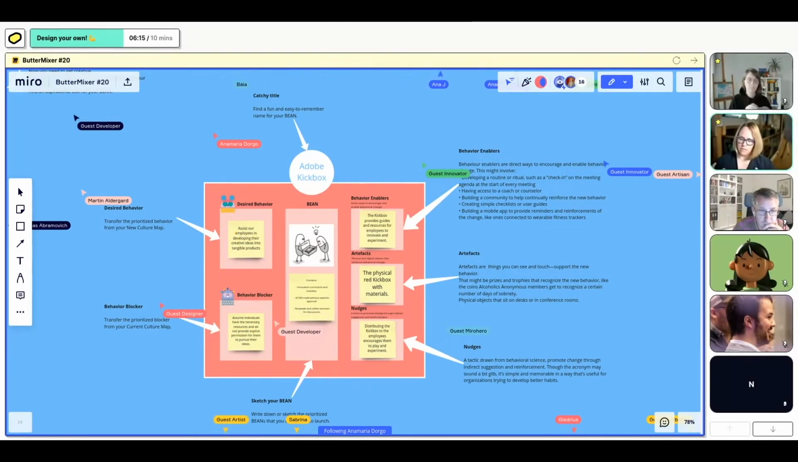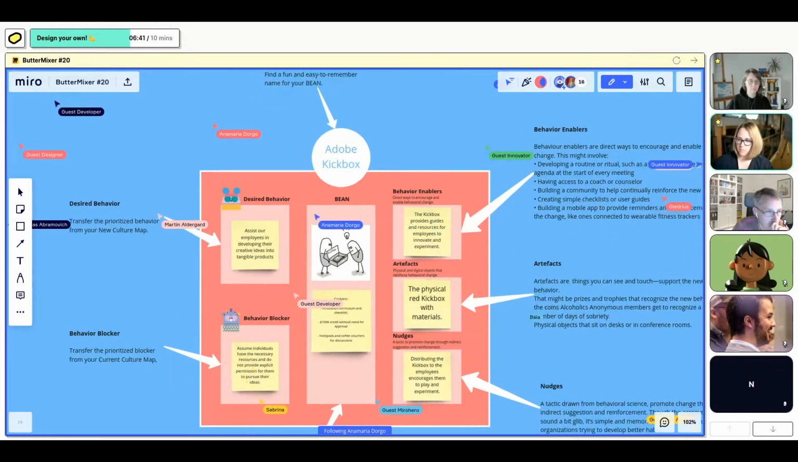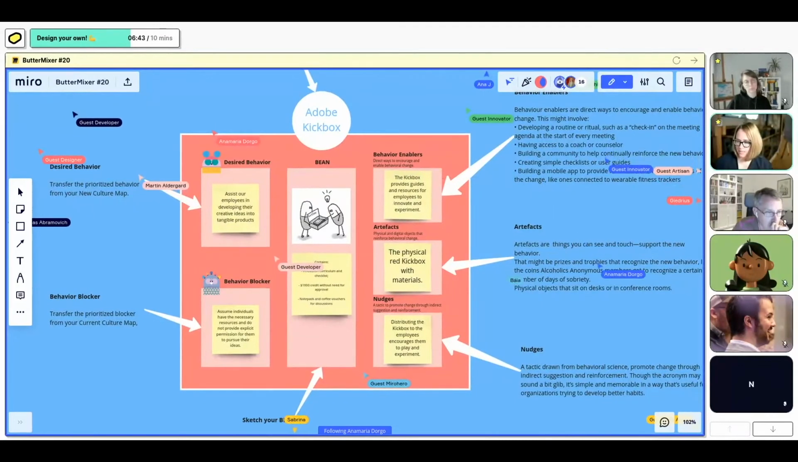Now I give you the example from Adobe Kickbox. The desired behavior is that you assist your employees in developing their creative ideas into tangible products. It's a very simple sentence, but the intention is clear. The behavior blocker is: we assume that individuals have the necessary resources and do not provide explicit permission for them to pursue their ideas. So this is the blocker.